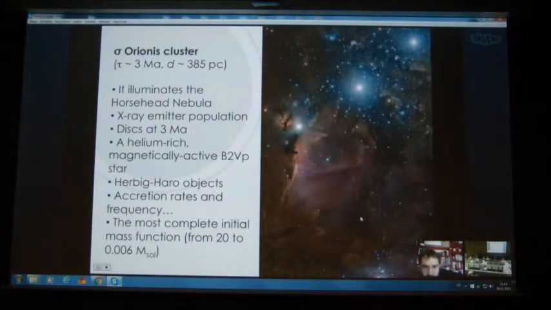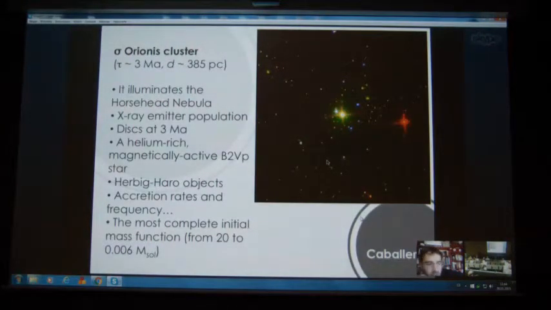high-peak objects, stars and brown dwarfs with disks, and something that we call the initial mass function. Sigma Orionis is the place where it has been investigated in better detail. To sum up, Sigma Orionis is the place where you can find more brown dwarfs. It's full of brown dwarfs.